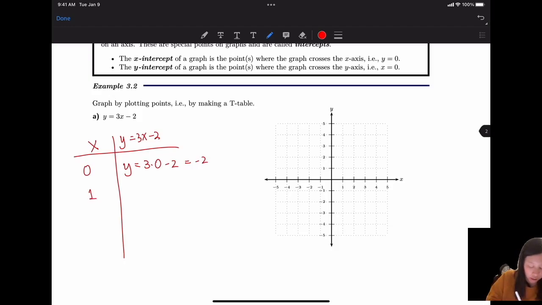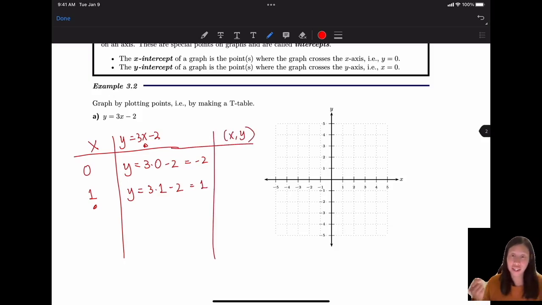And then if x equals 1, y equals 3 times 1 minus 2. We replace x with whatever value it is here. So in here, it is equal to 1.